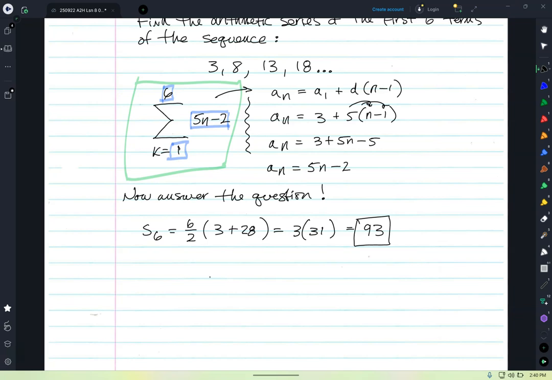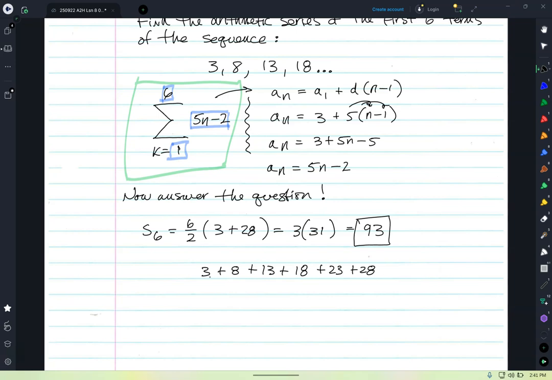Okay, let's just see if this worked. 5. Let's take our series. So our series is 3 plus 8 plus 13 plus 18. That's 1, 2, 3, 4 terms. We want 6 terms, right? So what's the next one in the series? 3 plus 8 plus 13 plus 18 plus 23 plus 28. Let's finish first.